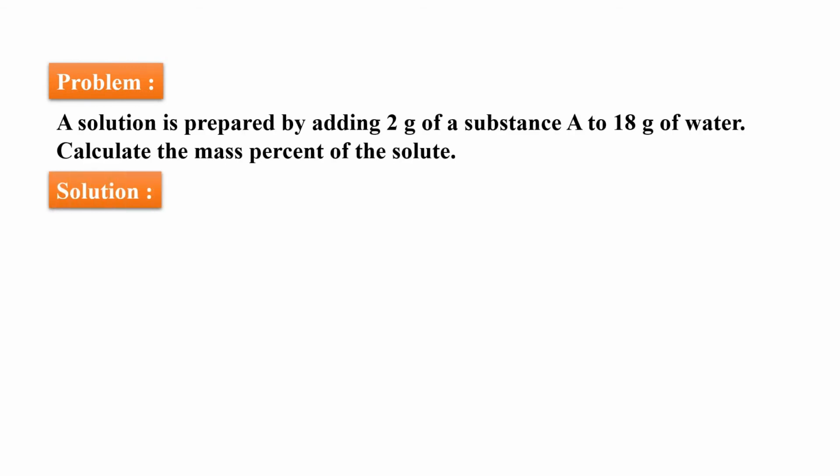Okay, we'll take some problems. A solution is prepared by adding 2 grams of substance A and 18 grams of water. Here 2 grams of substance is the small amount, and 18 grams of another substance, water, is the large amount. This will be the solvent and this will be the solute. So solution always means solute plus solvent. I need to calculate the mass percentage of A, that is, the solute.